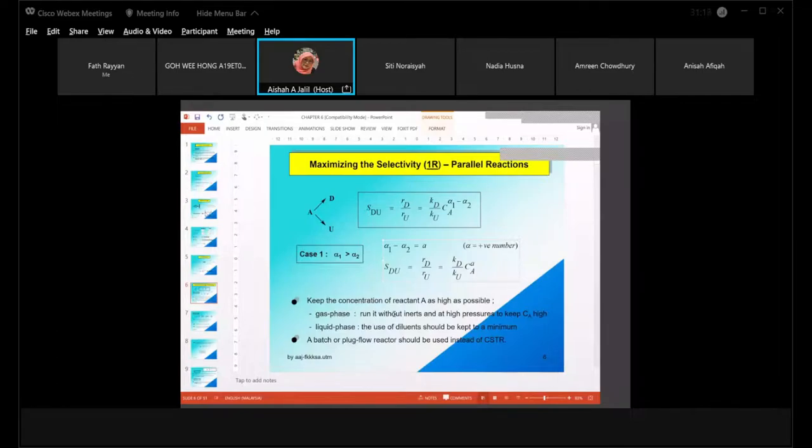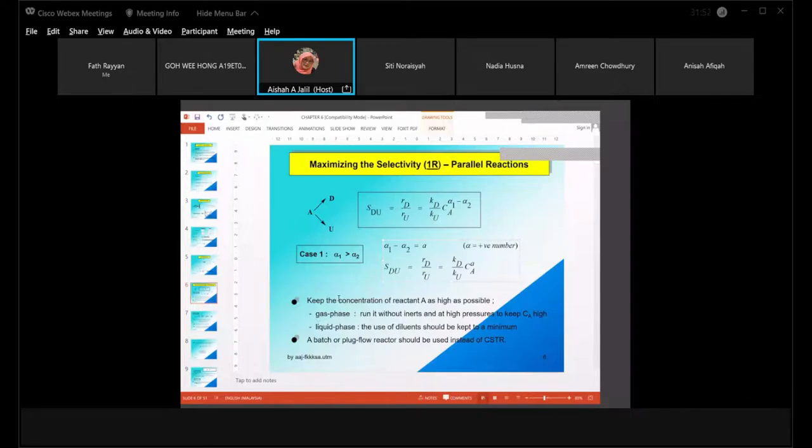Run without inert or a small amount of inerts. And then for the liquid phase, the use of diluent should be kept to a minimum, okay? For the liquid phase, sometimes, I think you cannot run the reaction without the diluent or solvent, okay? So if you want the concentration of A high, just use a small amount. Keep to a minimum amount of diluent.